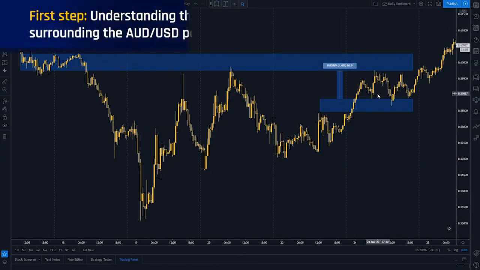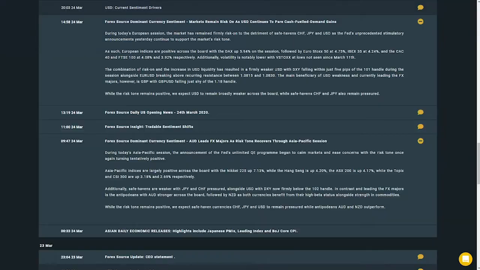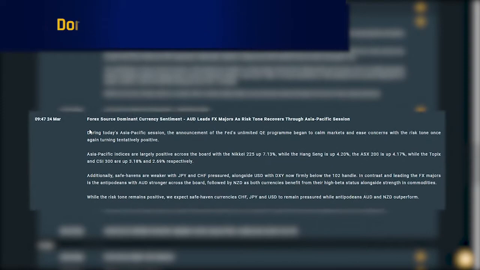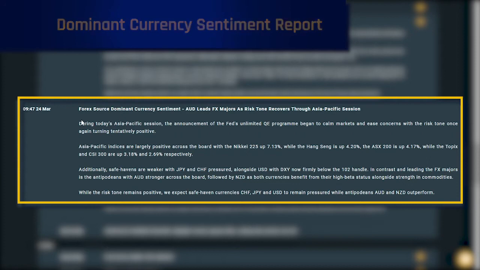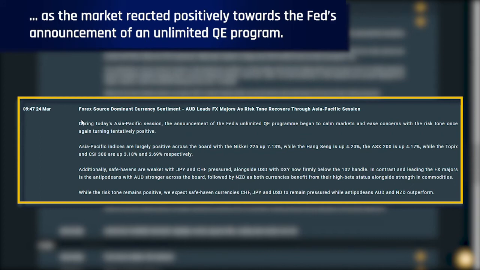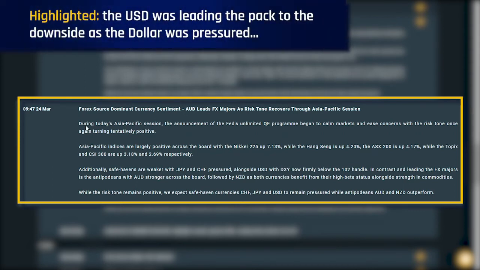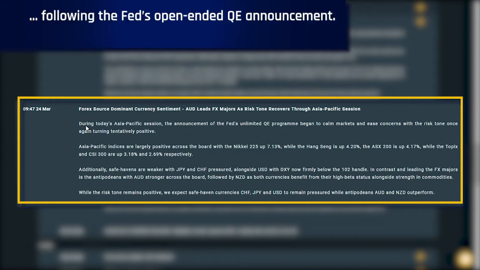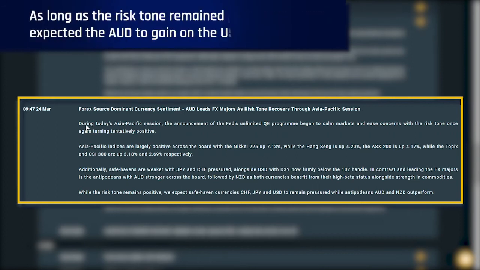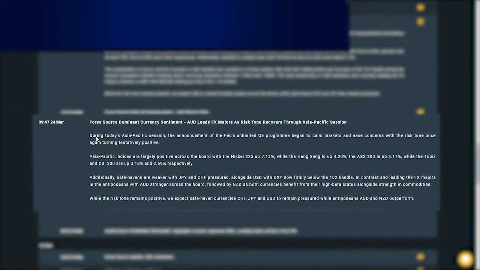So firstly, we need to understand the context or the baseline surrounding this pair before the move took place. Looking inside the Forex Source terminal on the 24th of March, we released our dominant currency sentiment report, and we saw that the Aussie dollar was supported by an overall positive risk tone as the market reacted positively towards the Fed's announcement of an unlimited QE program. On the other end of the scale, we also had the US dollar that was leading the pack to the downside as the dollar was pressured, also following the Fed's open-ended QE announcement. Thus, as long as the risk tone remained positive, we expected the Aussie dollar to gain ground on the US dollar in that session and had an upside bias for the Aussie dollar versus the US dollar for that session.